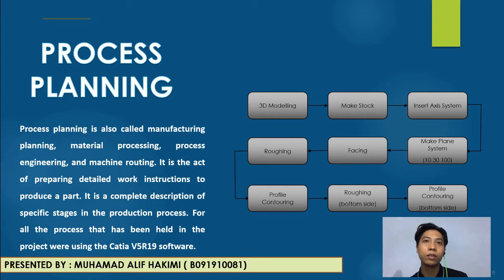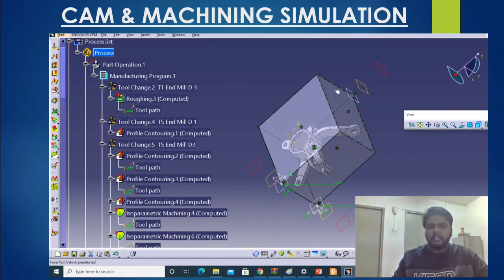We started with the 3D modeling, then made a stock, inserted the AC system, and made a plane system which is 10, 30 and 100, and then facing. After that, roughing and profile contouring. After that, we continue with roughing, but for the bottom side, and profile contouring for the bottom side. It's very complex, and then we have the 3 AC systems here. WPC here, WPC2 here.